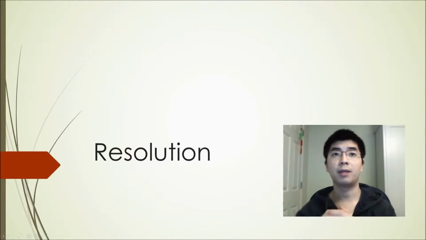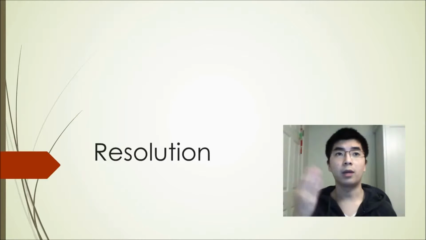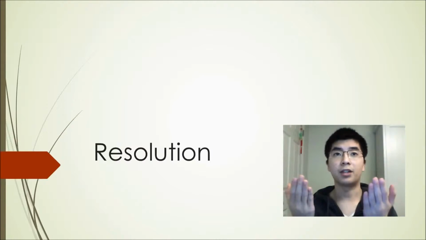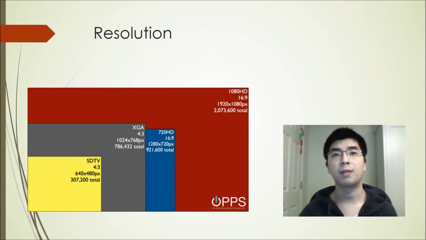Resolution is determined by the number of pixels, the smallest point or dot that is displayed on an image. The word pixel is a combination of the words picture and element, meaning quite literally the elements of a picture. The way a person describes a resolution is to say the number of pixels in the width multiplied by the number of pixels in the height. For example, 640 by 480, as seen in the yellow box.